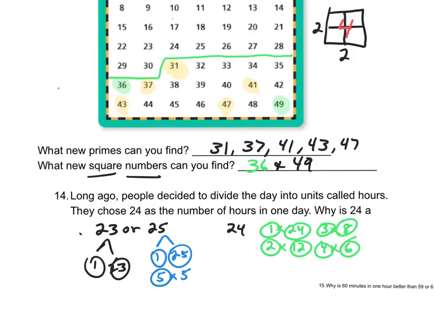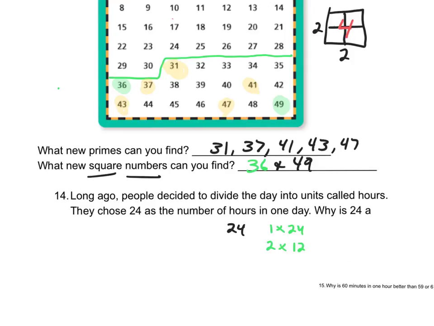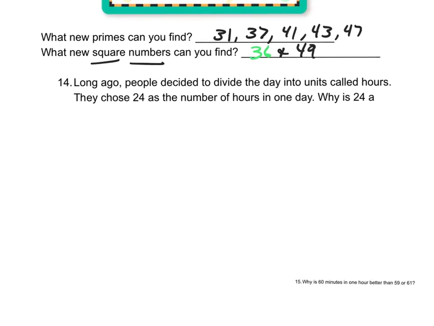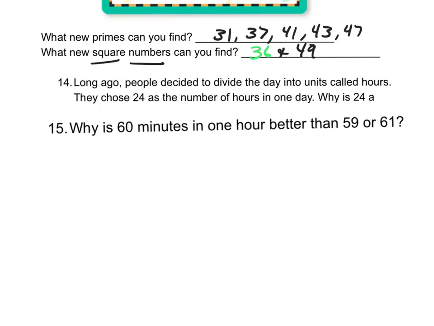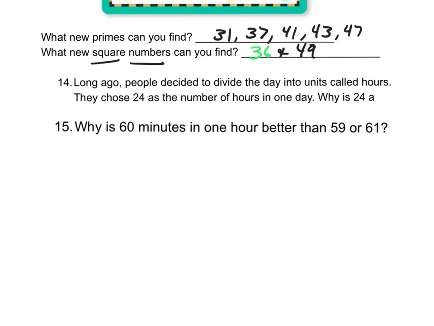I'm going to move these out of the way. And I have one more to do for you. I have not forgotten it. It's number 15, and it's hiding down here. Why is 60 minutes in 1 hour better than 59 or 61? 60 minutes is better because it has more factors. It can be divided up in more ways. 59 and 61 are both prime. These two cool cats are both prime numbers.